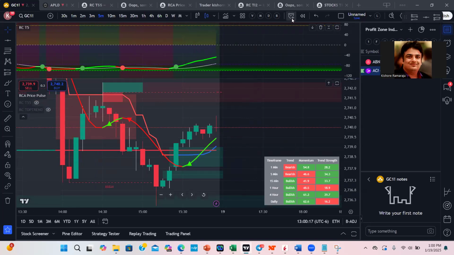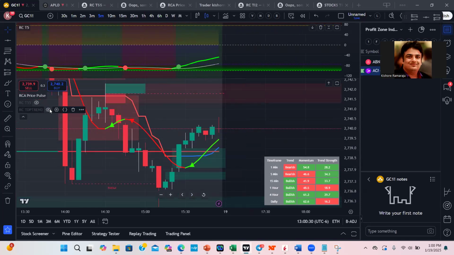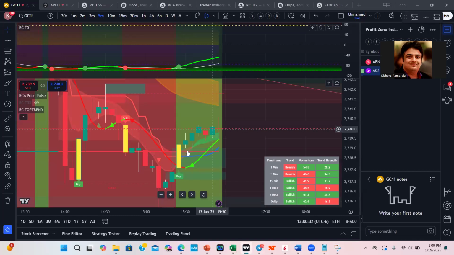So if you set those alerts on the trend change, whenever you get that alert, you just check: is my price pulse looking good? Am I close to discount? Am I seeing some fair value gaps? Is my top trend looking good? If all of them are looking good, you can confidently go and take the trades and easily make some nice profits.